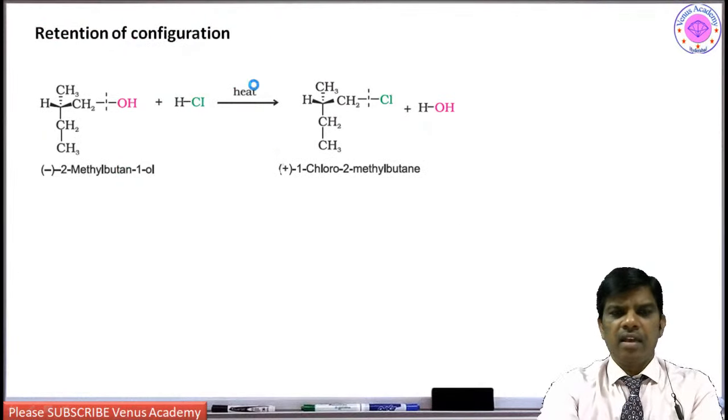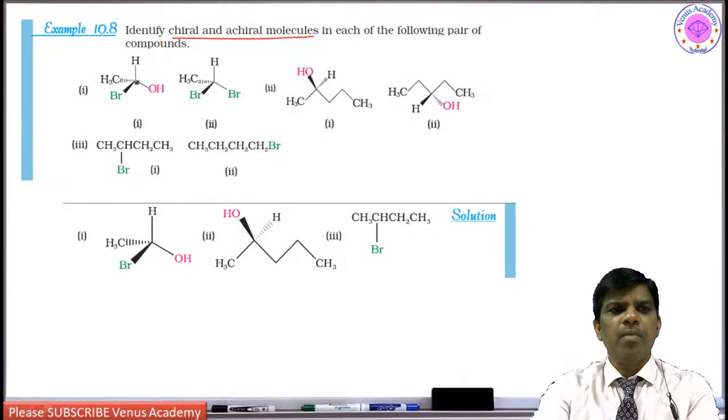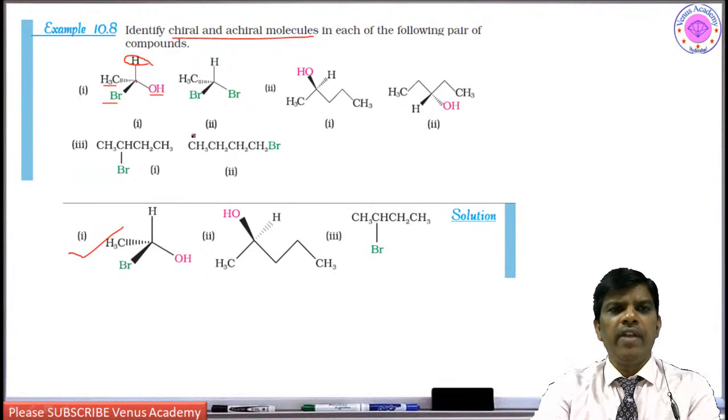Let us see. What is the question? Identify chiral and achiral molecules in each of the following pairs of compounds. Let us take this carbon. Is it a chiral compound? Yes, this has different groups: OH, bromo, methyl and hydrogen. 4 different groups, so this is a chiral compound. When it comes to this compound, these 2 bromines are the same. It is not chiral. It is achiral.